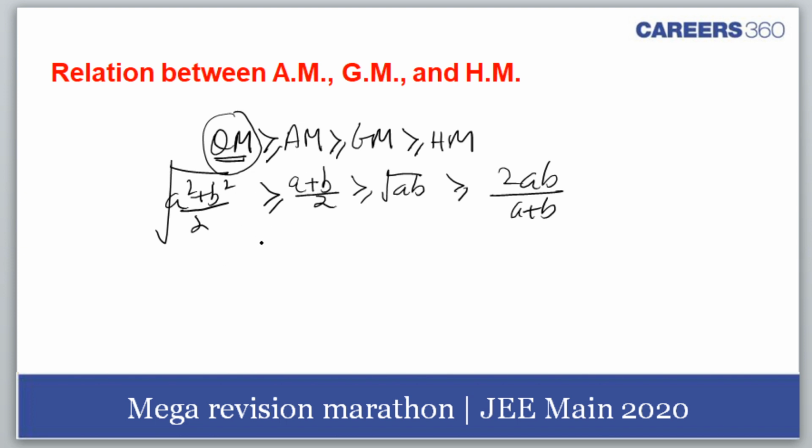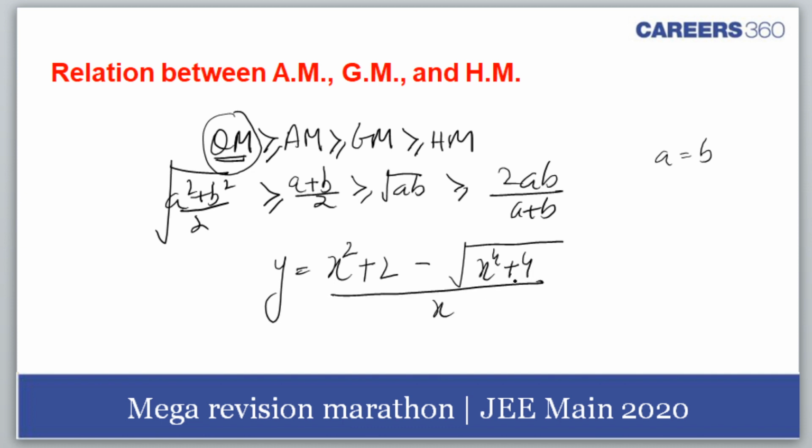Okay, now we do a question. Let's say y is equal to x square plus 2 minus under root x to the power 4 plus 4 over x. The equality is valid when the numbers are equal, when A is equal to B. Now x belongs to positive real numbers.